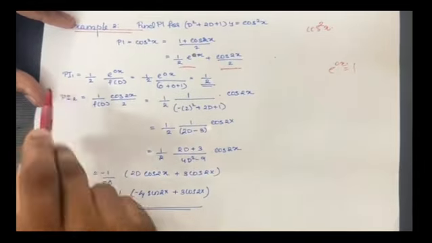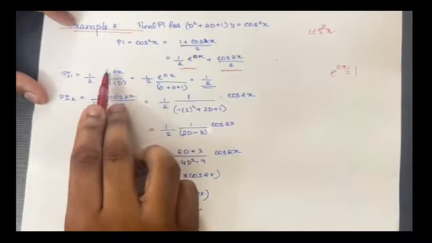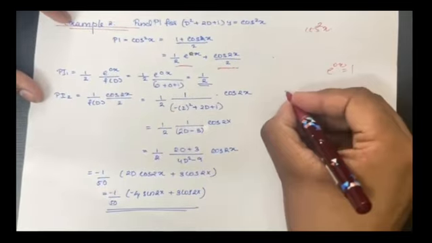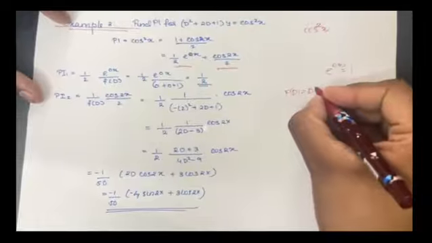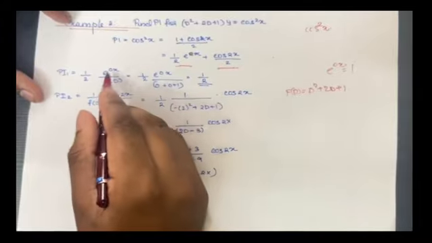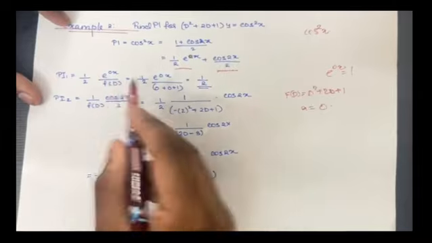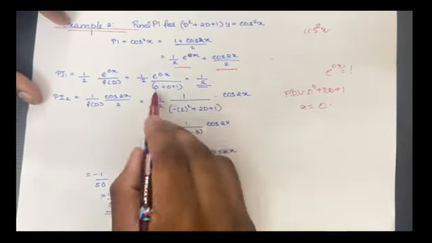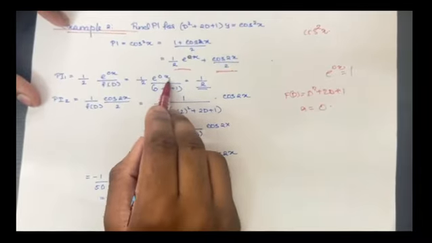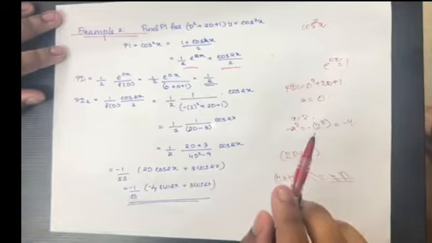Now going into our part 1. Here we have 1 by 2 into e to the power 0x divided by f of D. We know f of D is nothing but D square plus 2D plus 1. Now here from this equation we can identify a is equal to 0. Therefore, substituting 0 in f of D, we get 0 plus 0 plus 1, which is nothing but 1, and e to the power 0x is nothing but 1. Therefore PI 1 is equal to 1 by 2.